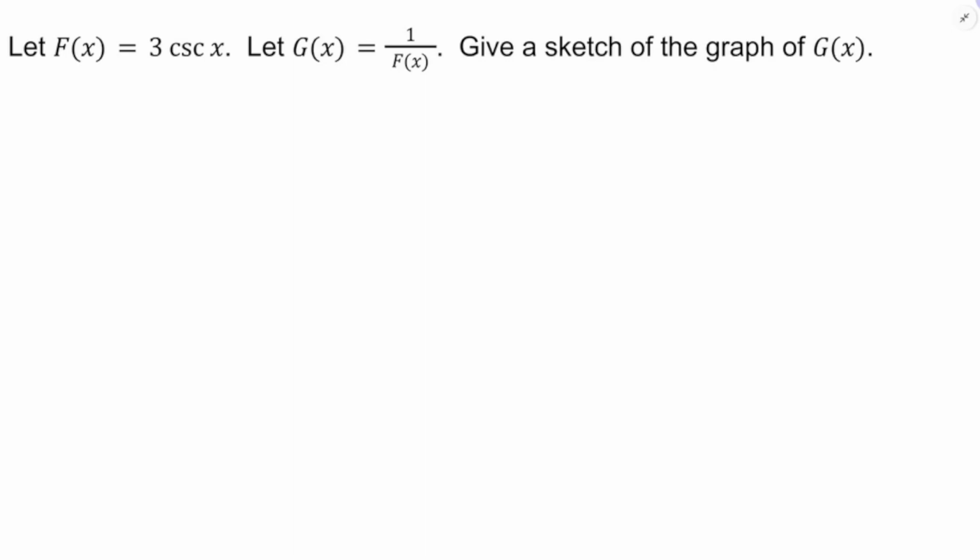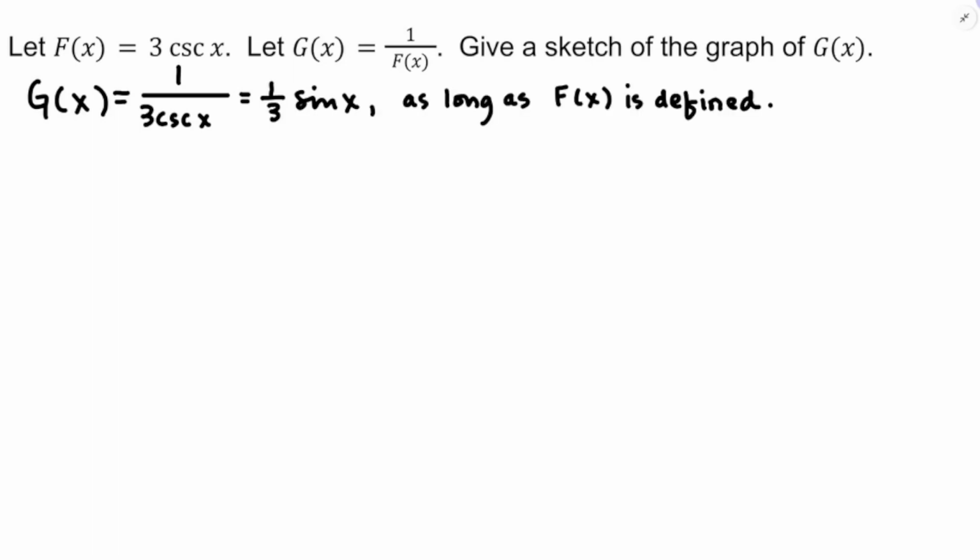Okay, so I might just start working on g algebraically first. I might say g of x is 1 over f of x, which is 1 over 3 cosecant x. But wait a second, 1 over cosecant would be the same as regular sine. So I'd have 1/3 of sine x. Okay, but that's only true when f is defined.